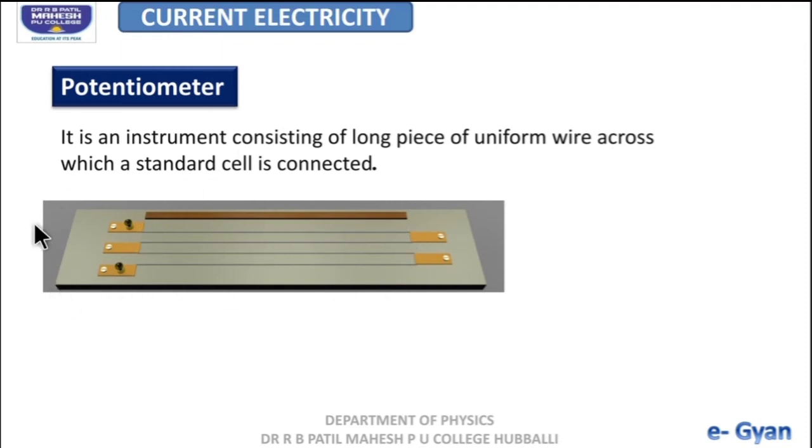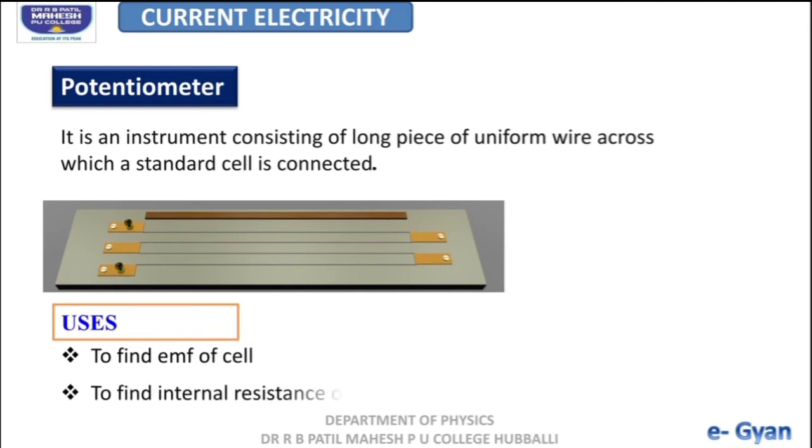It is arranged as shown in the figure. The length of each line is equal to 1 meter. We have a meter scale here, and totally it is 4 meters in this. And a cell is connected across the wire, and hence this is called a potentiometer. It is used to find EMF of a cell, to find internal resistance, and also we can compare EMF of two cells. Now, let us see what is the principle of potentiometer.